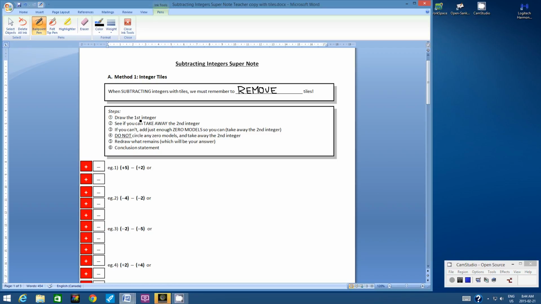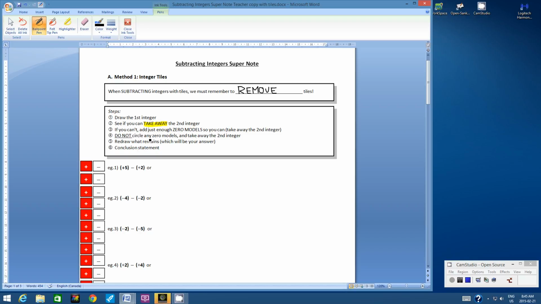Draw the first integer. Step number 2, see if you can take away the second integer. So I'm going to highlight that right here. Number 3, if you can't, add just enough zero models so you can take away the second integer. Number 4, do not circle any zero models and take away the second integer. Number 5, redraw what remains, which will be your answer. And number 6, conclusion statement. Now, none of this makes any sense right now, so let's get right into it.